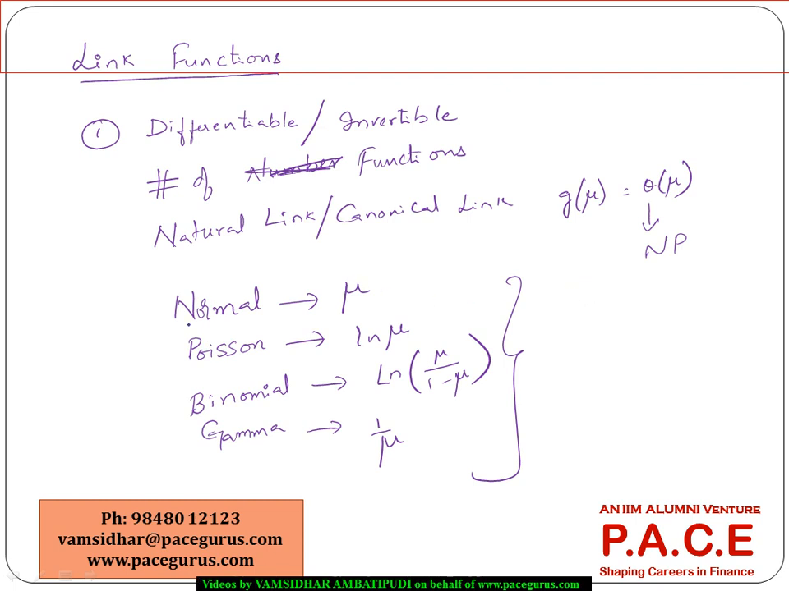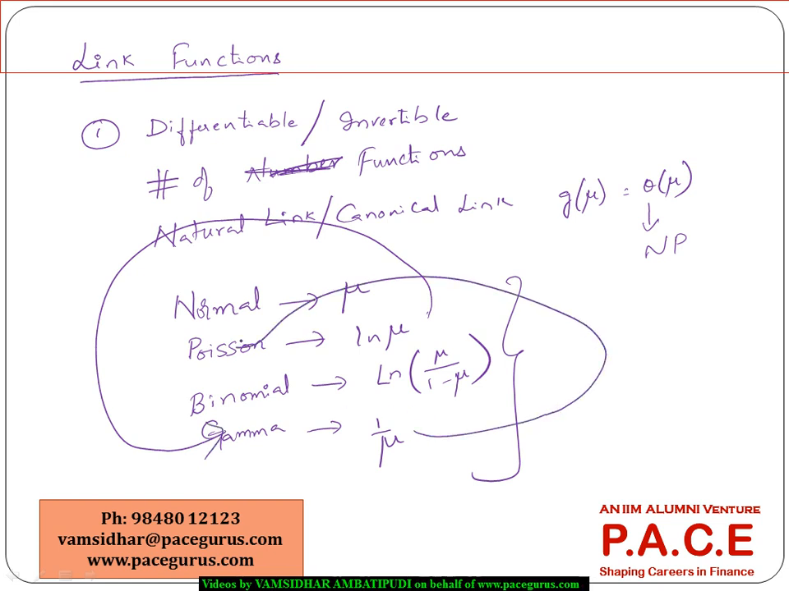Though I can use log mu as a link function for gamma. I can use 1 by mu as a link function for Poisson. I can do all these things, but I need to be very careful about the basic implications before using them. But when I am using the typical natural parameter itself, it could be quite simpler.